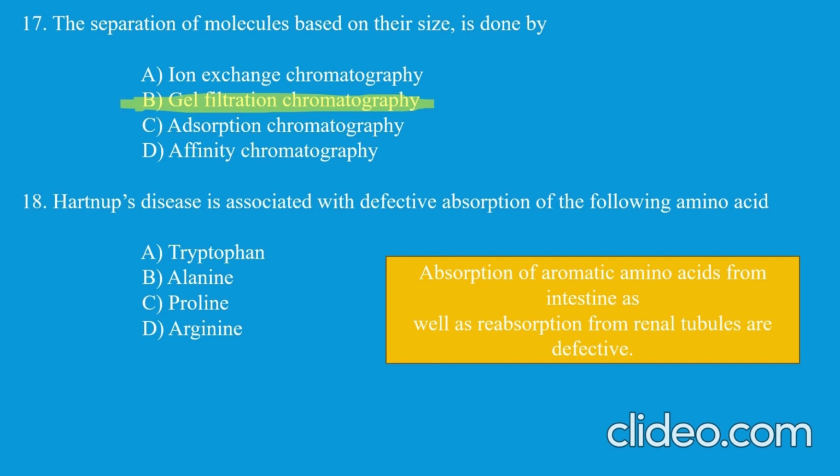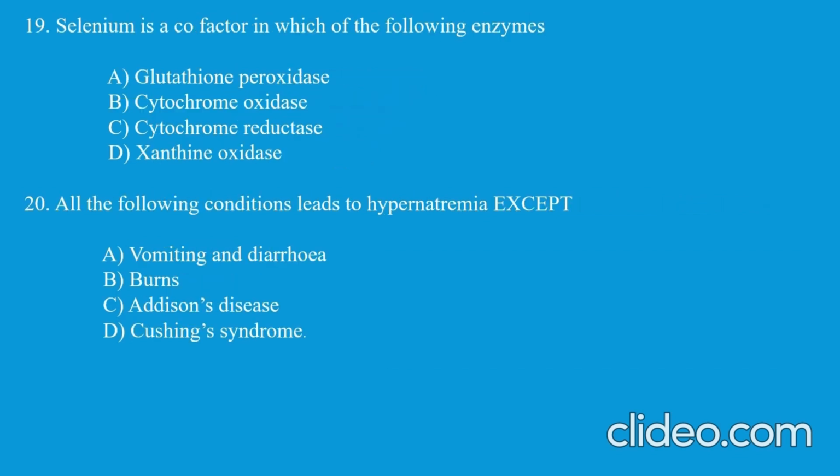Now Hartnup disease. Hartnup disease is due to the absorption deficiency of the aromatic amino acids from the intestine as well as the renal tubules. So Hartnup disease is associated with tryptophan. Right. Now the next question is selenium. Selenium is a cofactor for glutathione peroxidase, as you know this.